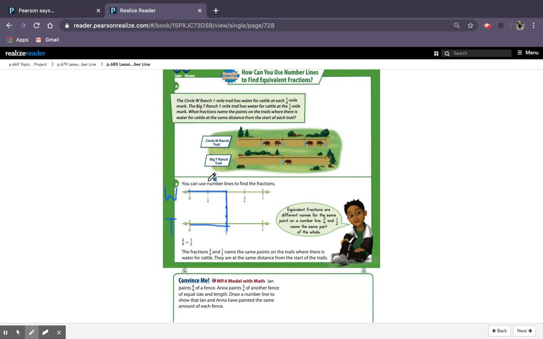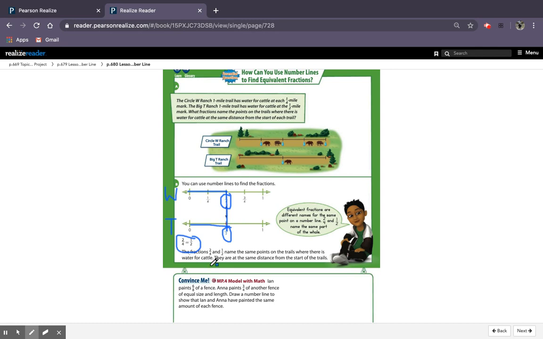Oh, well, there's another mark here. Does that mean anything? No, it matters to the point that we're focusing on, which in this case is the 2/4, which is right here, even though I drew over it, and the 1/2 here. And again, it shows us right here. And it says the fractions 2/4 and 1/2 name the same points on the trails where there is water for cattle. They are at the same distance from the start of the trail.